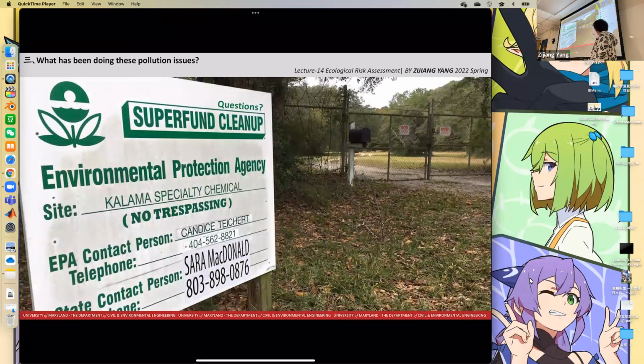If we go outside, we may see some information boards like this. We can say this is a Superfund cleanup site, and it has some information. If we go to this site, it is not good to get into this area because this area is considered contaminated. So far, do you guys have any questions? No?